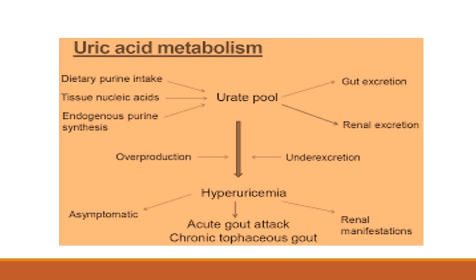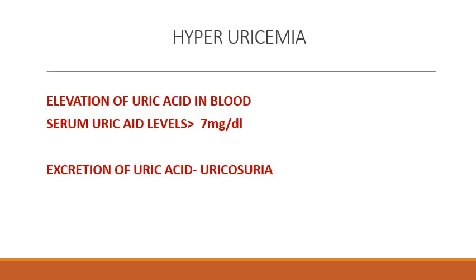gout. The urate crystals can accumulate and result in what are known as tophi in the joints. So it is known as chronic tophaceous gout. It can also result in renal manifestations. So let's look at the disorders of uric acid catabolism.